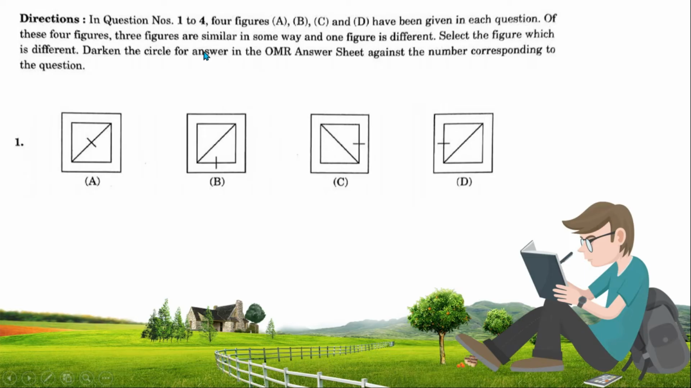Section 1, Mental Ability Test, Part 1. 3 figures are similar in some way and 1 figure is different. So we need to find the different one. If you see this square, here there is a line outside, but in the square, inside there is a mark. So the answer is A.